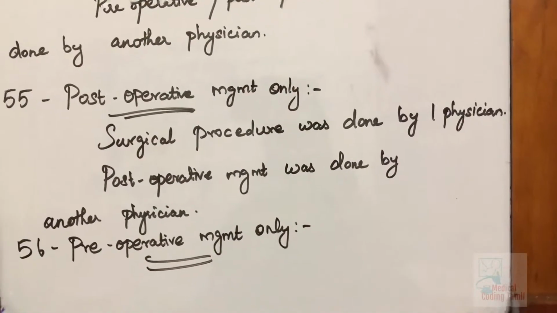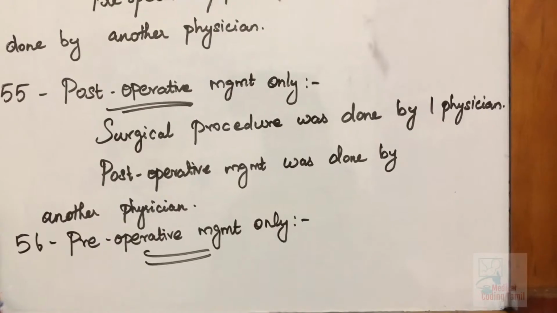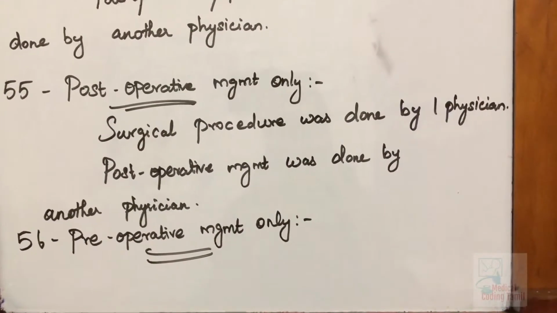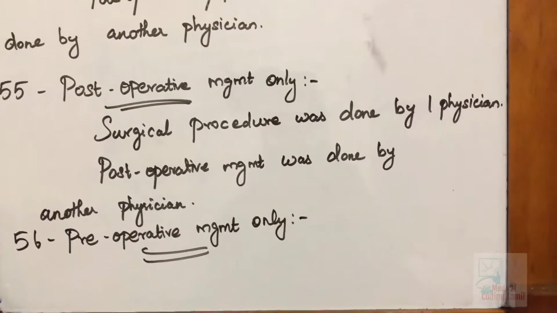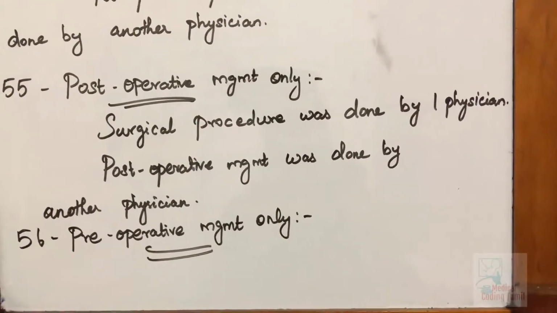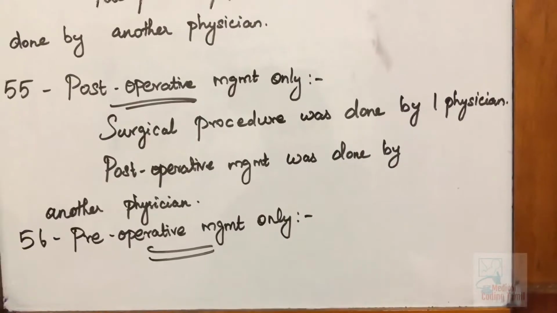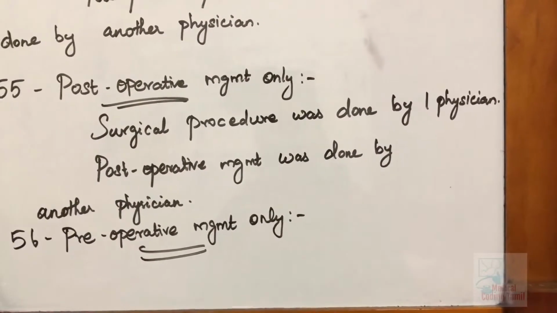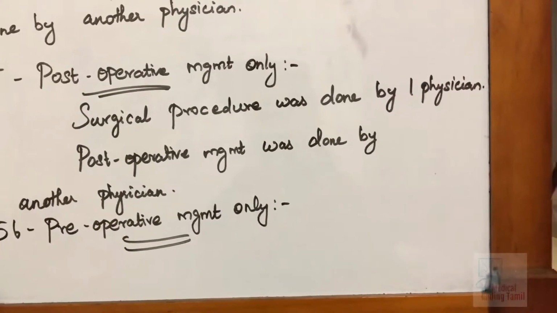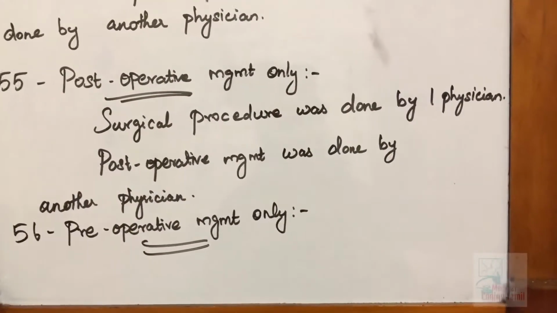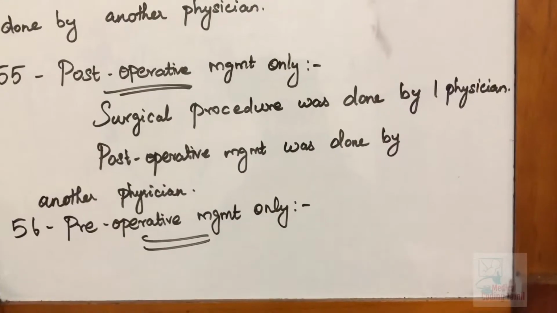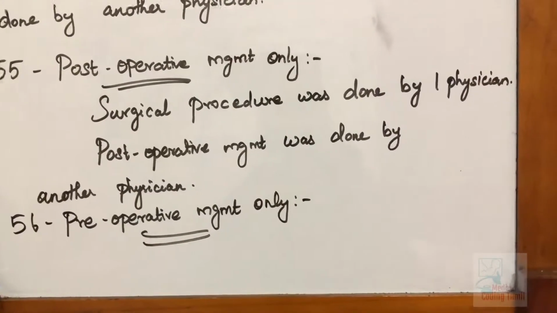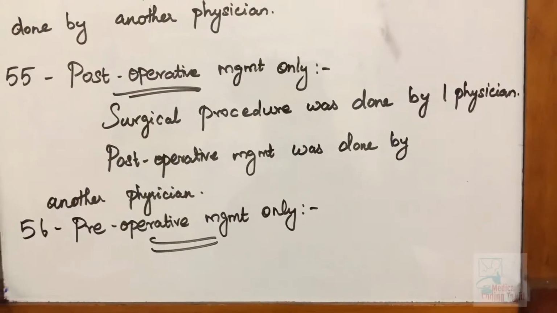Then modifier 56 is for preoperative management only. The same as the postoperative management, surgery was done by one physician, but the preoperative care, which means before the surgical procedure, was done by another physician. So, in this situation, the preoperative management codes are added with modifier 56.